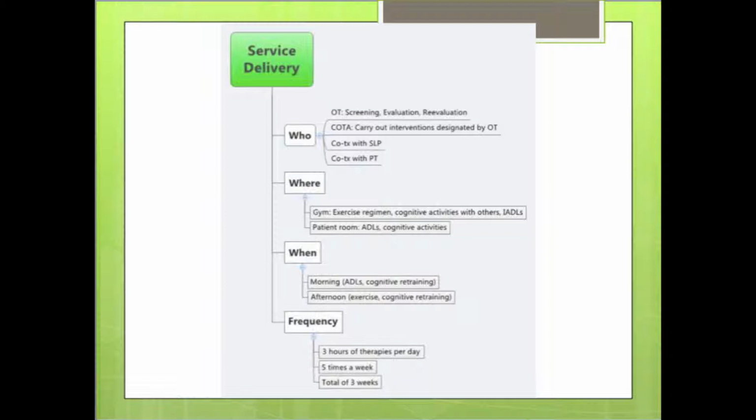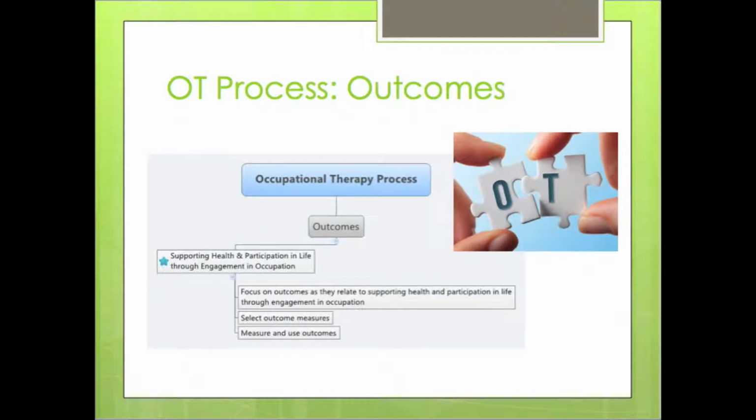The therapy will take place in the morning, and we'll complete ADLs and cognitive retraining, and in the afternoon, it will be exercise and cognitive retraining. The frequency that we will meet is 3 hours of therapies per day, 5 times a week, for a total of 3 weeks. The focus of Client J's outcomes includes supporting health and participation in life through engagement in occupation. At the conclusion of 3 weeks of inpatient therapy, Client J will be discharged to an adult daycare program.